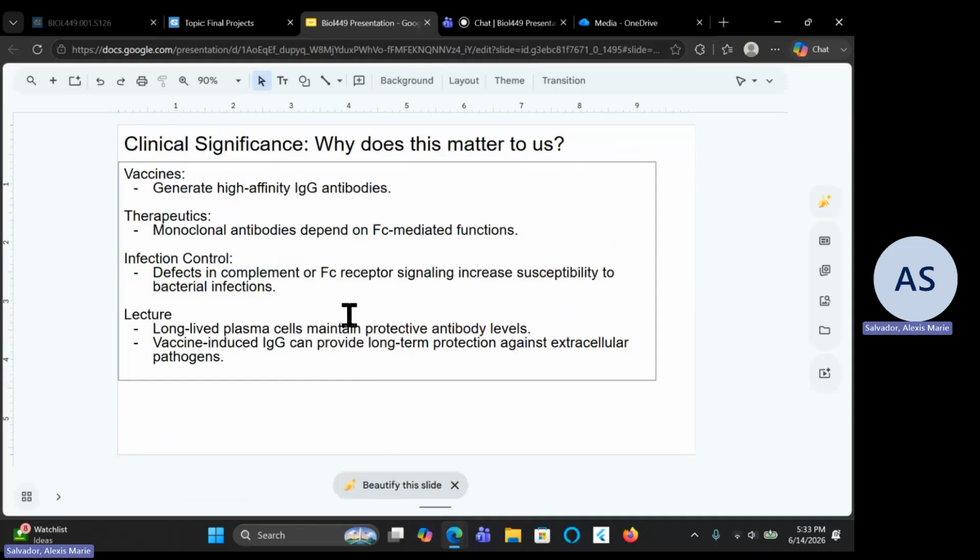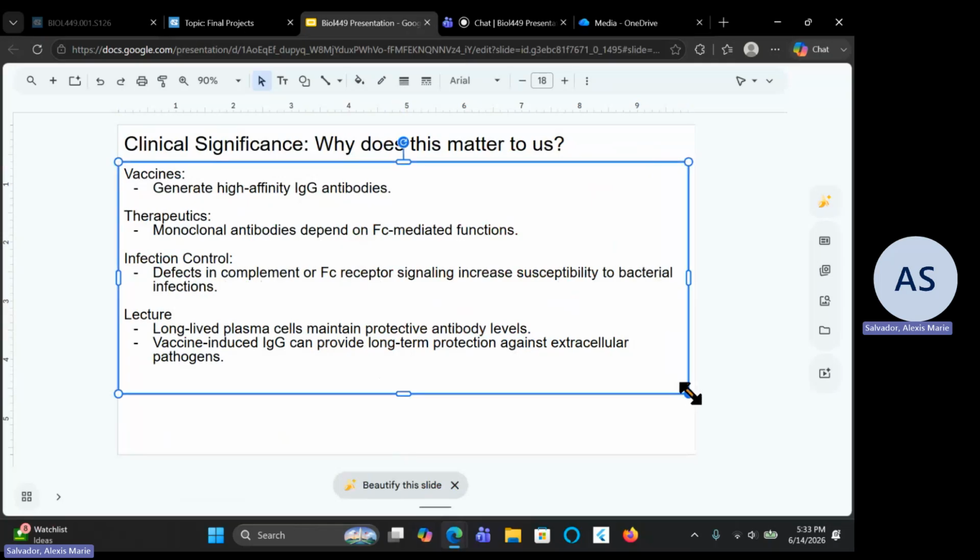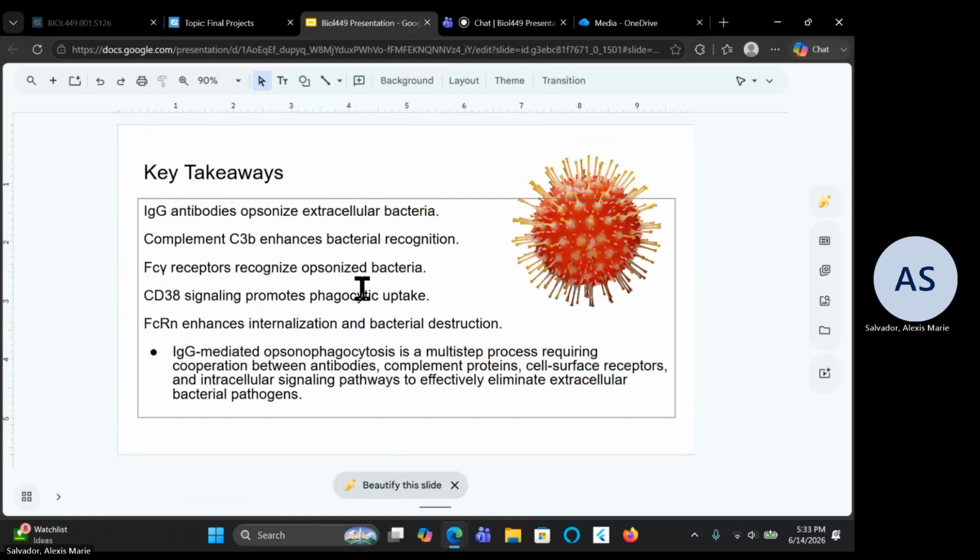And so I'll briefly go over this because I think I'm running out of time. Clinical significance, why does this matter to us? We need it for vaccines to generate high affinity IgG antibodies, for therapeutics, for infection control. And to connect some of the stuff from lecture, we saw that long-lived plasma cells maintain protective antibody levels, and vaccine-induced IgG can provide long-term protection against extracellular pathogens.